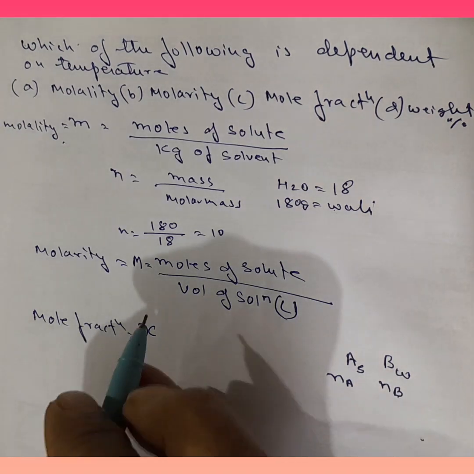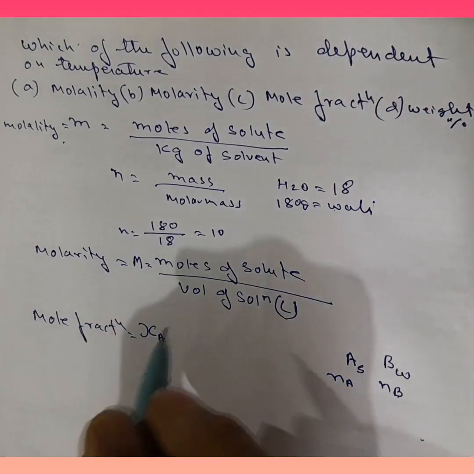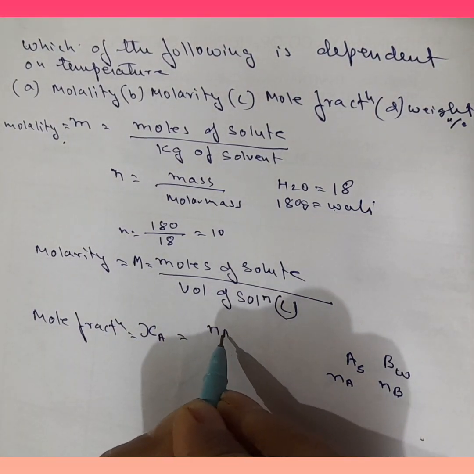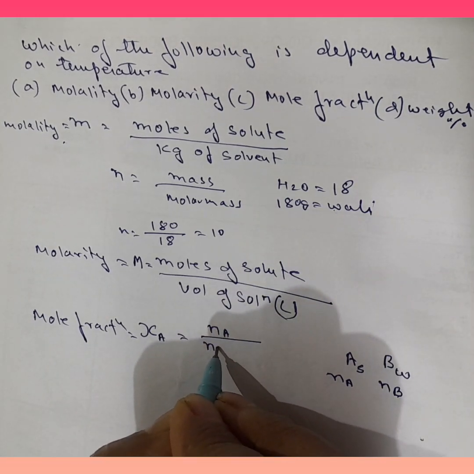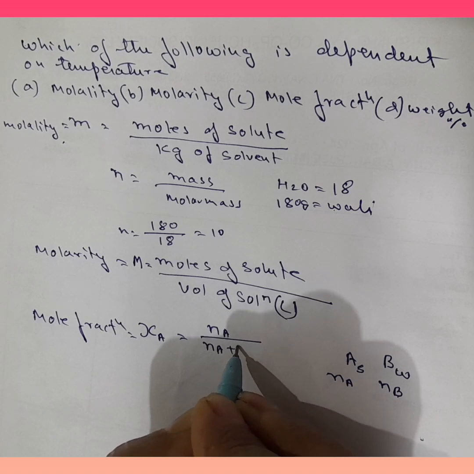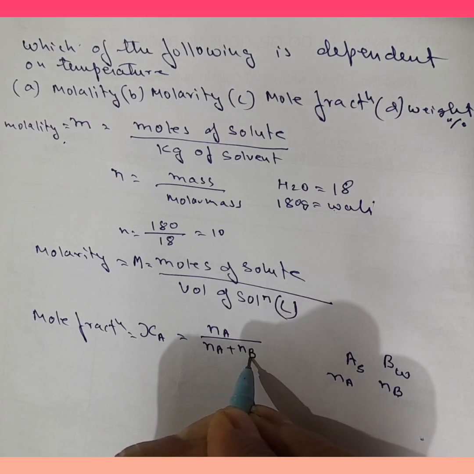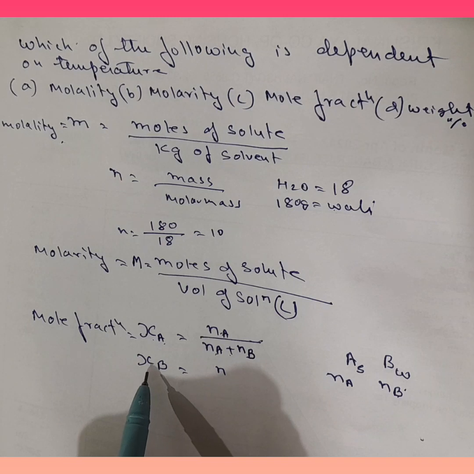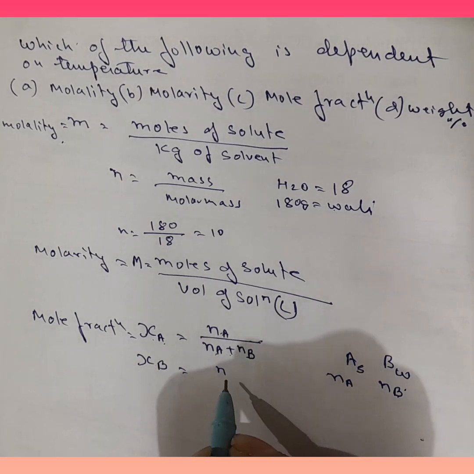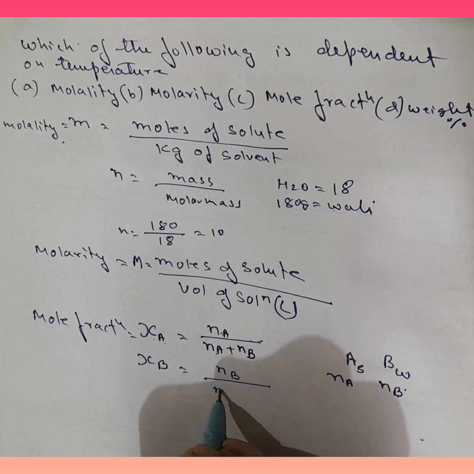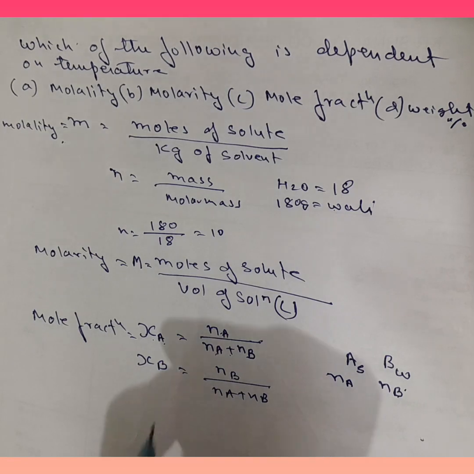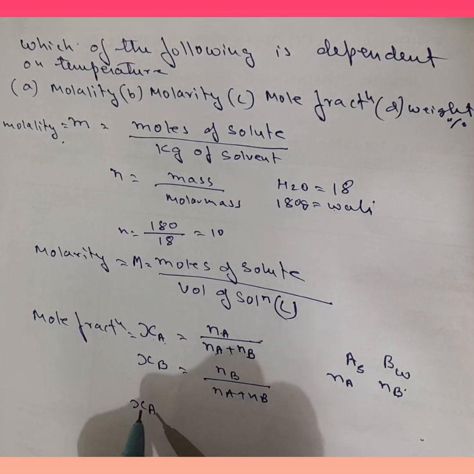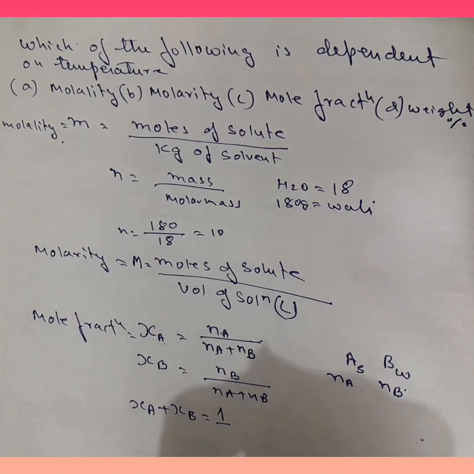So what is the mole fraction of, say, sugar? It would be Na, number of moles of sugar, divided by total number of moles, that is number of moles of sugar plus number of moles of water. If we talk in terms of mole fraction of water, then it would be number of moles of water divided by the same Na plus Nb. Now there's something interesting about these two. When you add mole fraction of sugar plus mole fraction of water, you end up with 1. Let's check it out.